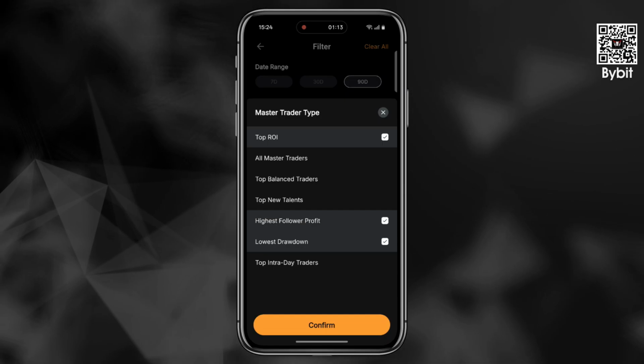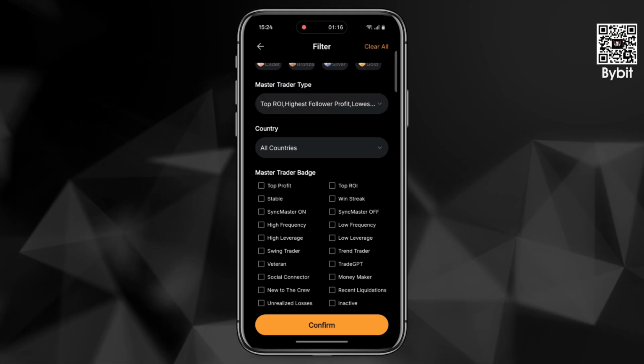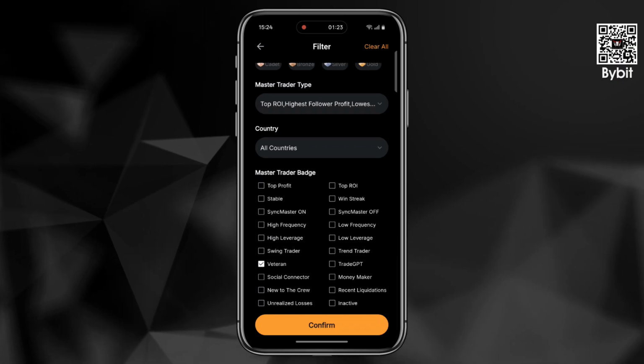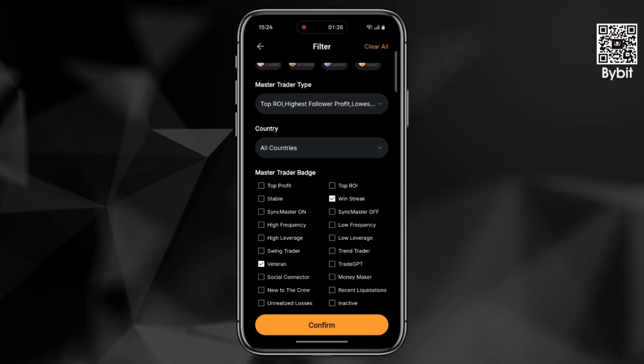Number of followers, an indirect indicator of trust in the trader. If available, choose tags like aggressive or conservative. It's better to disable the region filter to see all traders without restrictions. After making your selection, click Confirm to update the list.